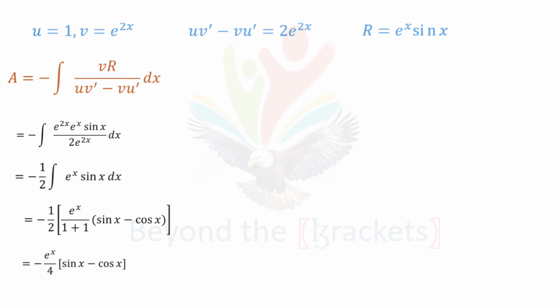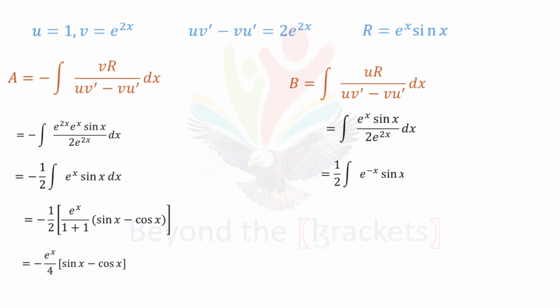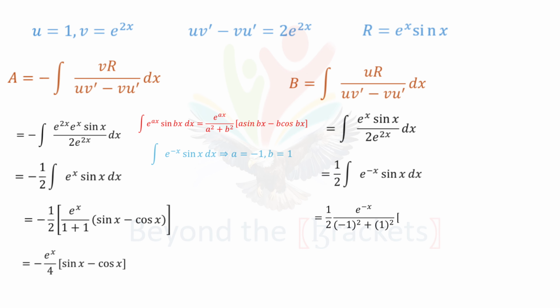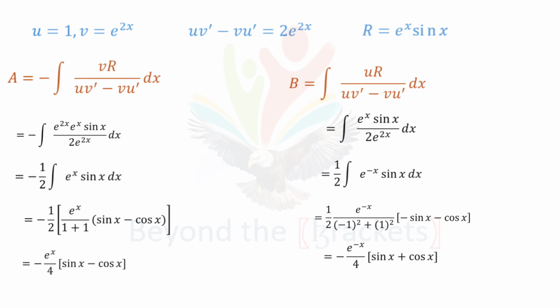Next, coming to b, the formula is given as integral u into r divided by the Wronskian with respect to x, where the values of u, r and the Wronskian are substituted to get 1 by 2 integral e power minus x into sin x. Again, using the same formula to integrate, here a is minus 1 and b is 1. So we get e power minus x divided by minus 1 whole square plus 1 square into minus sin x minus cos x. That's the value of b.